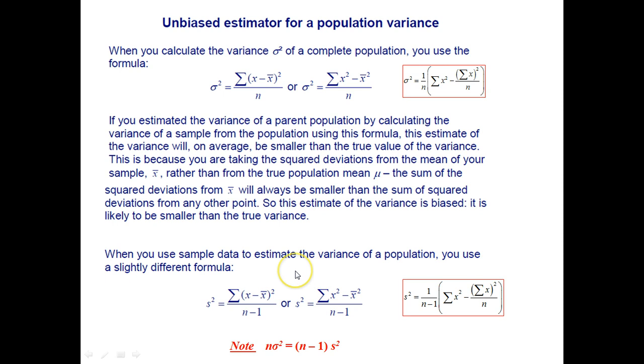When you use sample data to estimate the variance of a population, you use a slightly different formula. So s squared instead of sigma squared is the variance of a sample that we use to estimate the variance of a population, and it's divided by n minus 1, not n. So we use this formula for estimating the variance of the population instead of the one divided by n.